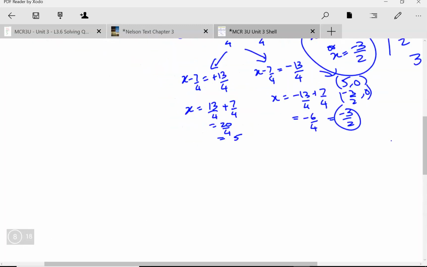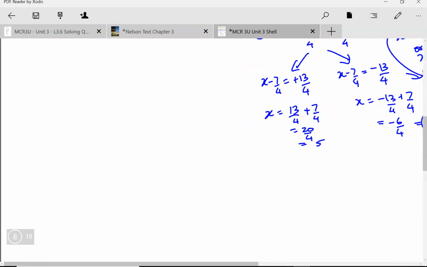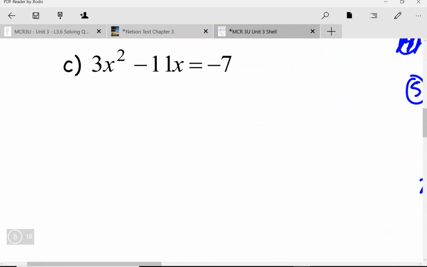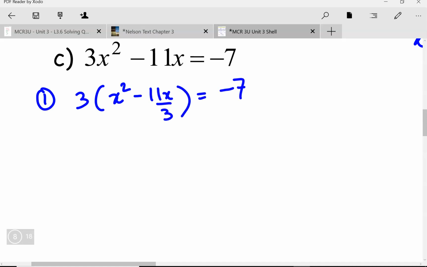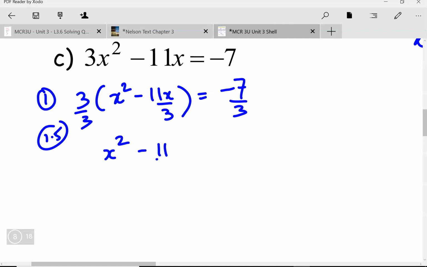This is how we're going to proceed, and we are also going to do that for part C. So let's do this one more time. Again, very same ideas. Factor out a 3 from the first two terms. That's our first step. This negative 7 is already on this side, so I can leave it there. My step 1.5 is to divide both sides here by 3 so that I get just a nice bracket here without any complications.